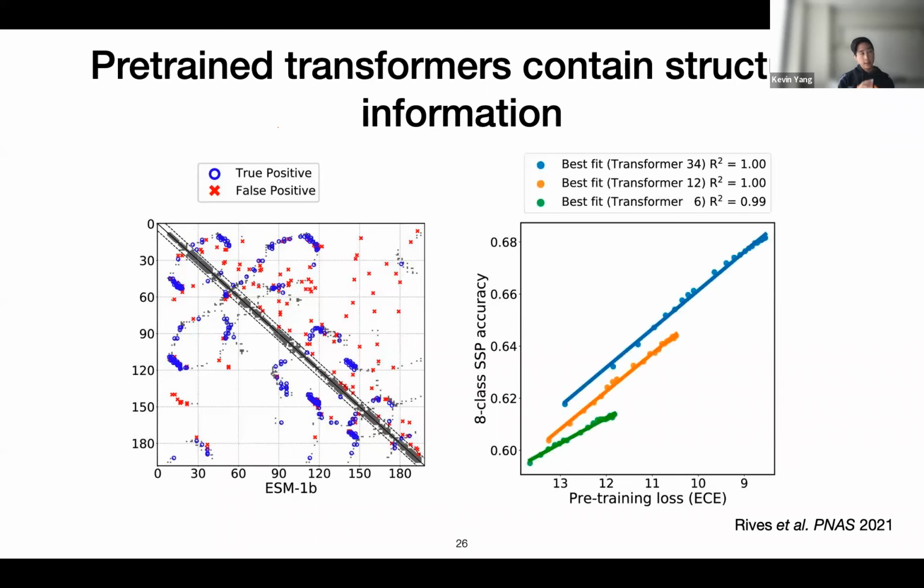And we can also see this with this plot, which is also for ESM1B. If you take a linear head on top of the representation and train it to predict a class of secondary structure, you get a very neat line between the pre-training loss, basically how long you pre-train it for, and how accurate it is on this structural prediction task. So the pre-training loss with the transformer is basically a measurement of how much structural information you've learned.